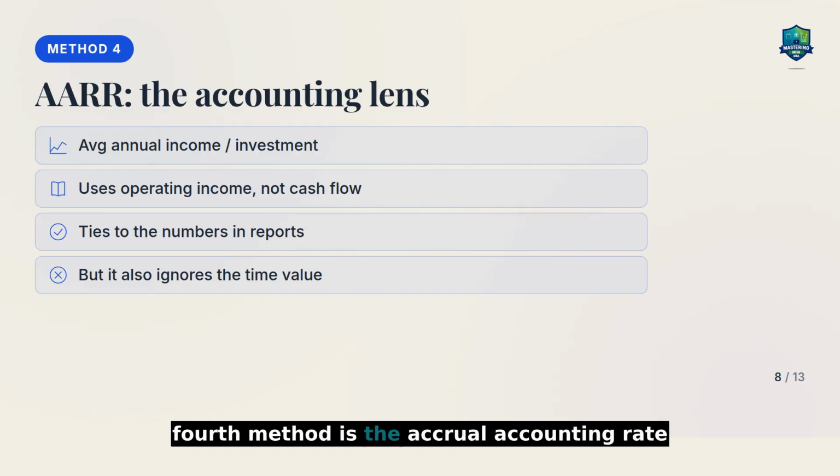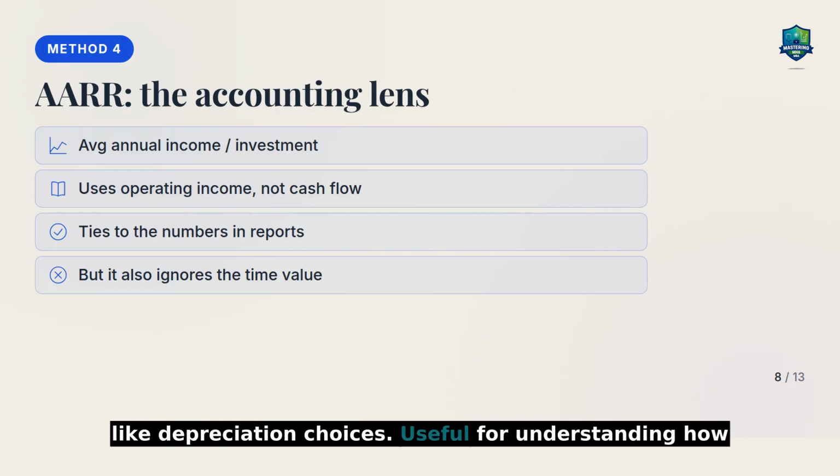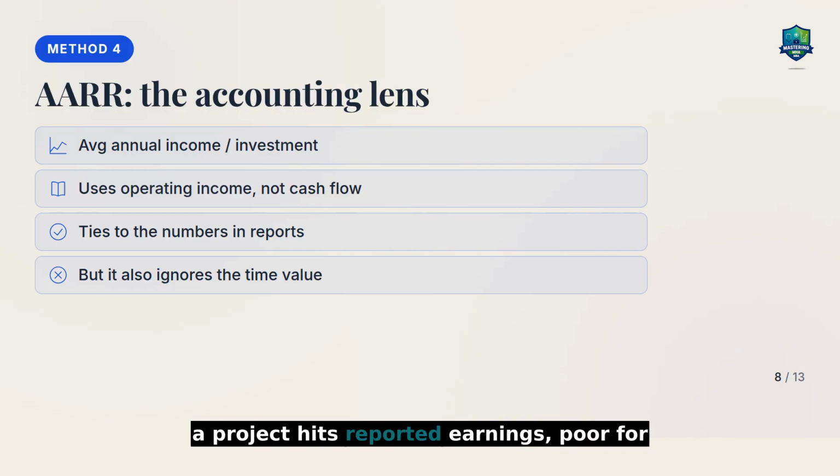The fourth method is the accrual accounting rate of return, or AARR. You take the project's increase in average annual operating income and divide it by the investment. Its appeal is that it speaks the language of the income statement, the same accrual numbers managers are judged on in their performance reviews. But it carries the same flaw as payback. It ignores the time value of money, and because it uses accounting income rather than cash flow, it can be distorted by things like depreciation choices. Useful for understanding how a project hits reported earnings, poor for deciding whether it creates value.